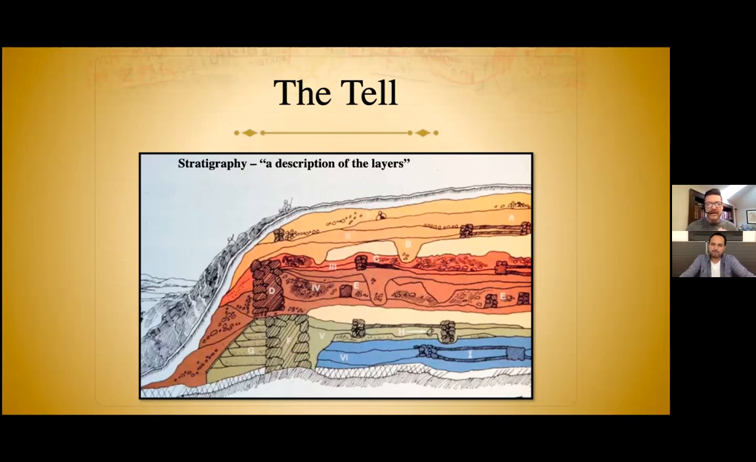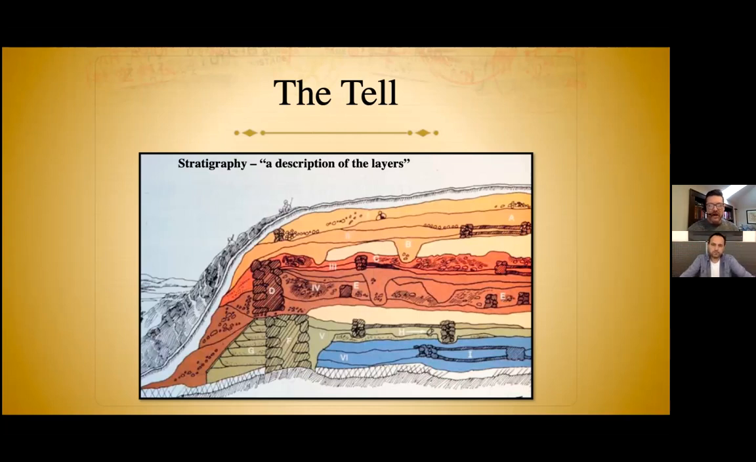And we call this a tell. Which actually comes from an Arabic word, tell, sometimes spelled T-E-L, but it just literally means mound of dirt.